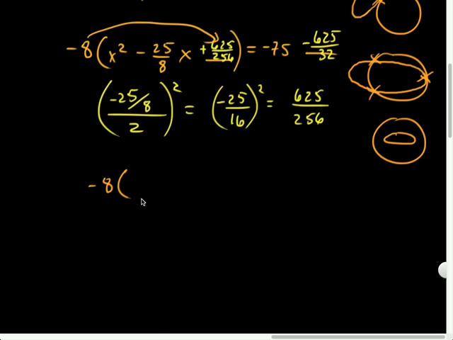So this is negative 8 times x with a what squared equals, well, let's see, that what would be this thing, negative 25/16, equals, and over here I'll need to find a common denominator. So I'd have to multiply 75 by 32. 75 times 32 is 2400. It's negative, and get the 625 combined with it. And I'm going to have, this is negative 3025 over 32.